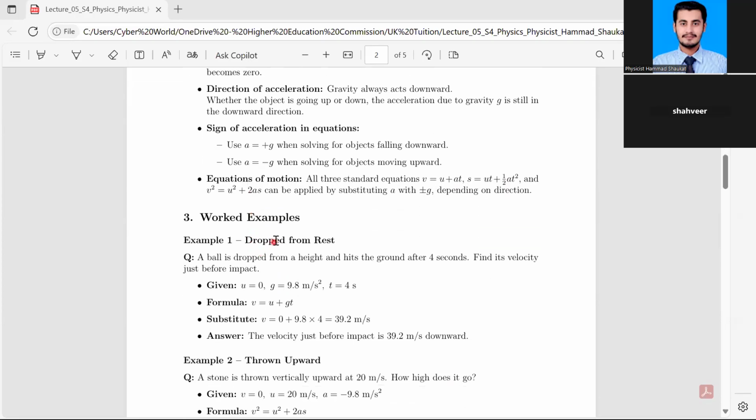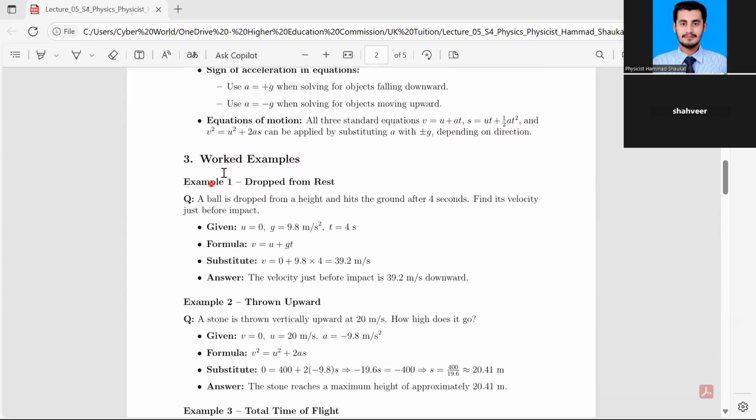Okay. It would be clear whenever we are solving examples. So here are our worked examples in front of you. Let's solve some practical examples. Here is our example number one.